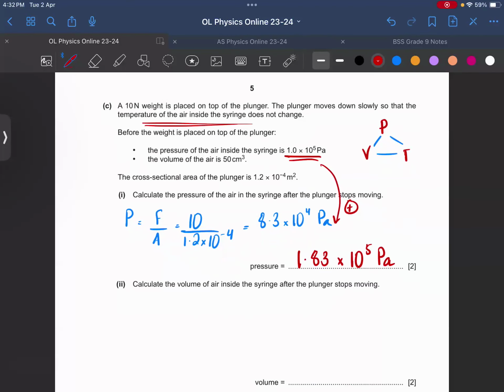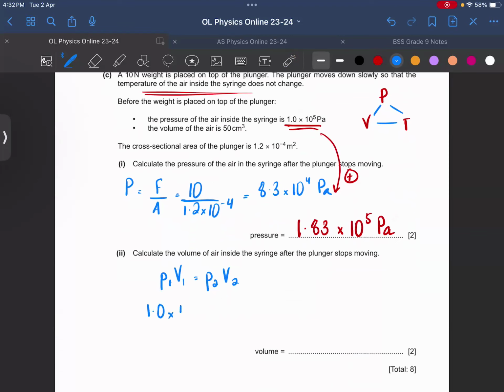Okay. Now they want me to calculate the volume of air inside the syringe after the plunger stops moving. Now I have to find the volume. I know pressure before, I know volume before. Now I know pressure after. I want to find the volume after. So P1 V1 equals P2 V2. So 1.0 into 10 to the 5 times 50 equals, again I'm writing this now because this is what I did. Usually, you guys should be using your calculator values into the new volume.